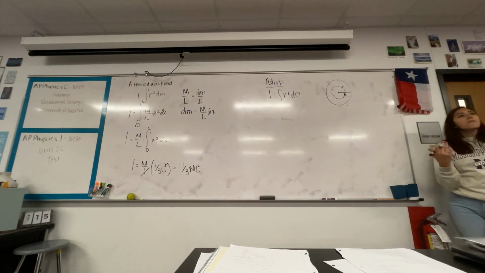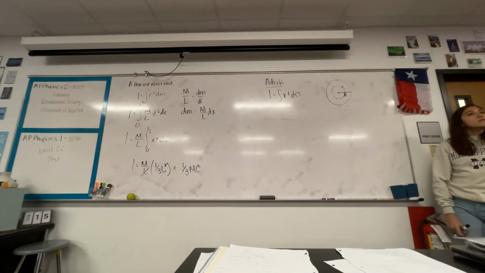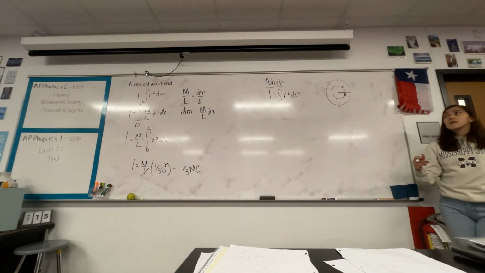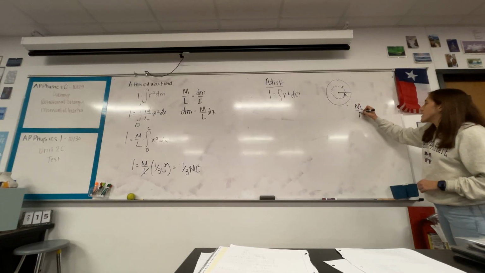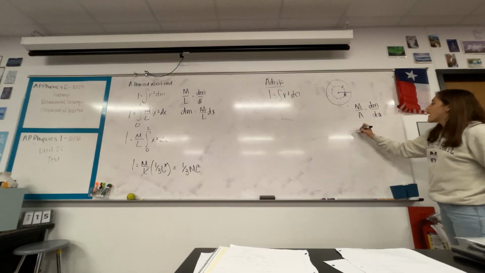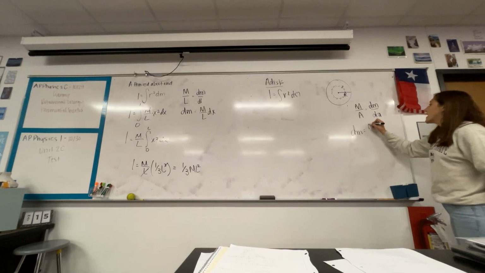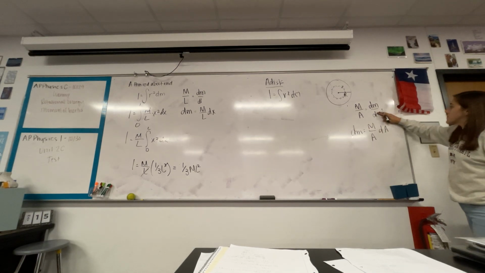So I want to write out that same kind of density statement. The mass of this is spread over an area, because this is a two-dimensional object. So I'm going to do dm over dA. That gets me dm is equal to m over A dA.